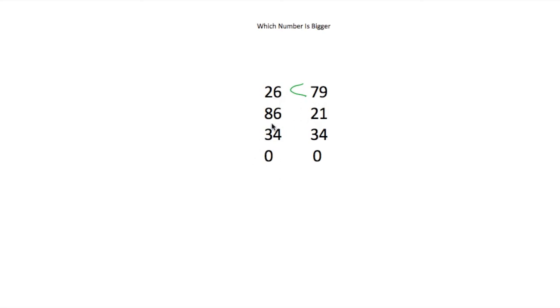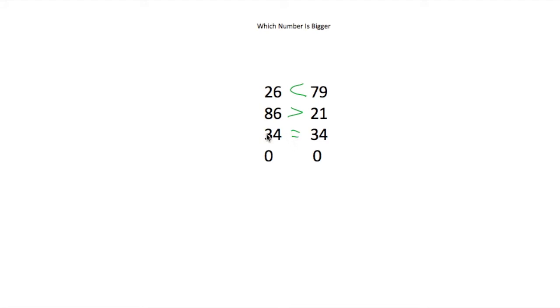Let's use the same method here. We have the tens place here, which is 8 in the tens place, and 2 in the tens place. And we know 8 is bigger than 2, so our symbol would go like this. Now 34. So we look at the tens place. 3, same. So we move on to the ones place. 4. So they're both the same, which means they're equal to.